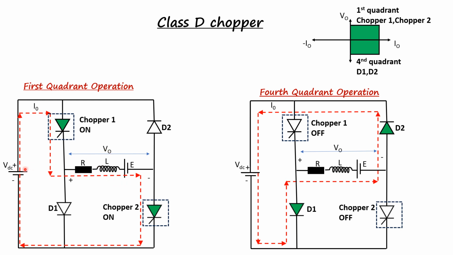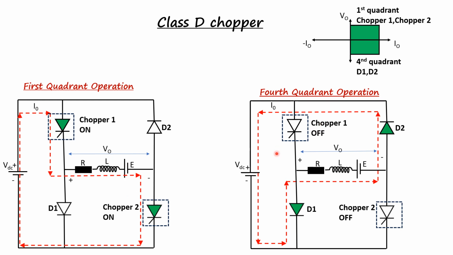And if you look at the output current, this output current increases exponentially because the inductance in the load stores the energy during this period. So the diodes D1 and D2 will remain in the off state since they are reverse biased. So now we can see the output current I0 and the output voltage V0 remain positive during the whole period, and hence the first quadrant operation is obtained.